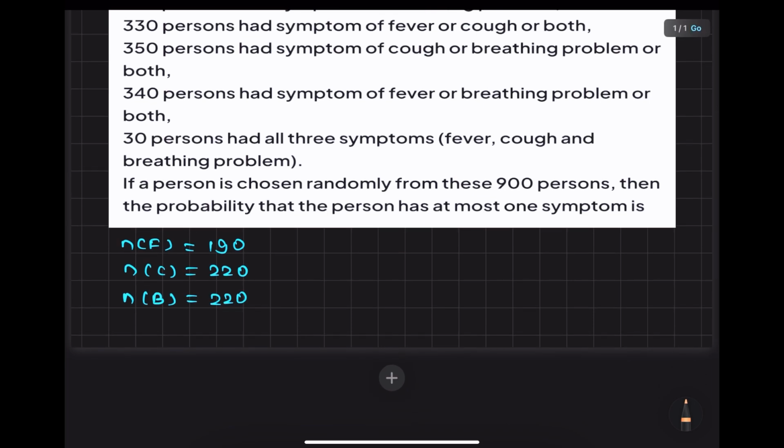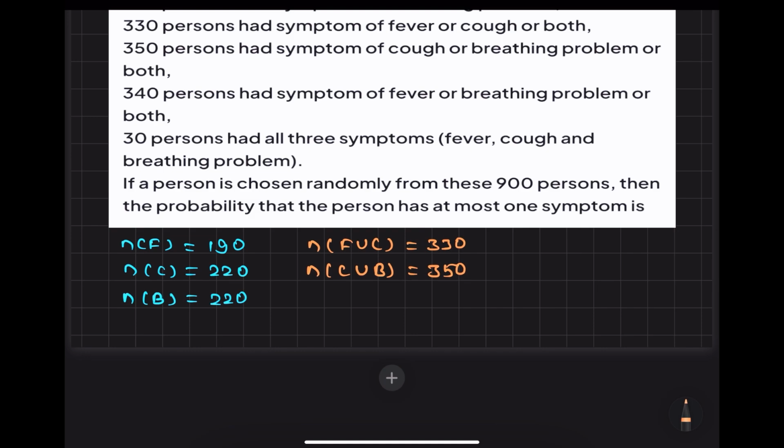330 had symptom of fever or cough or both. So they are talking about or. Or means union. N of fever union cough is 330. 350 had symptom of cough or breathing problem. So N of cough union breathing problem is 350.